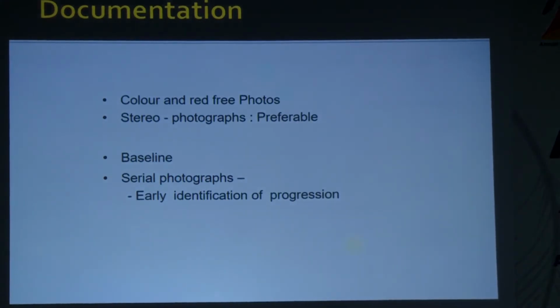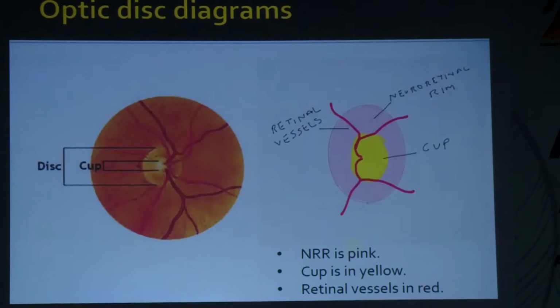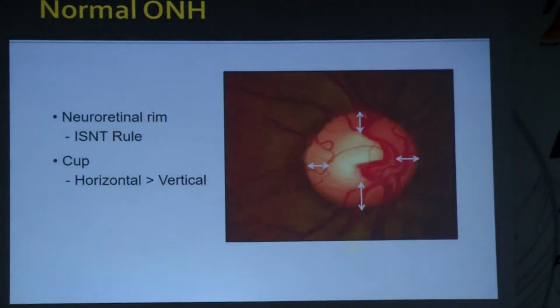It's always good practice to document what you see. You should have a baseline documentation of your optic disc and serial photographs so that you can pick up early progression. Stereo photographs are the gold standard, but even if you don't have this in your practice, or if it's not affordable to your patient, optic disc diagrams are a very good method of documentation.